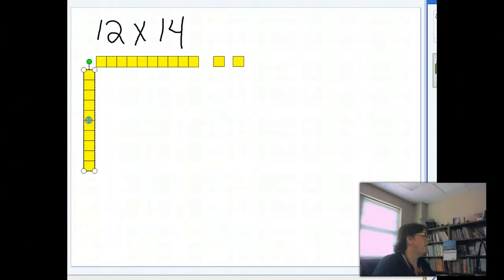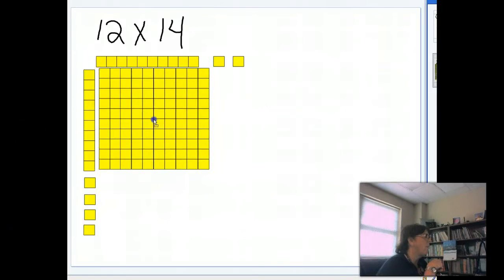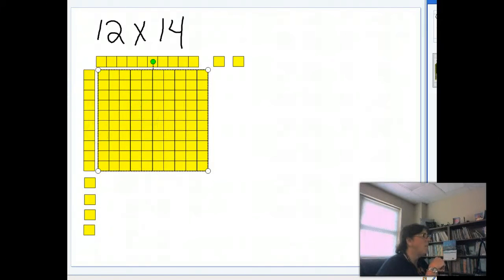Here is 10, and here are the units, which is 1, 2, 3, and 4. Now, I want you to think about this just the same way that when we do multiplication. What we're actually going to do is we need something that's going to say 10 times 10. So we need something that's a 10 by 10, just like that. This is the multiplication part of it. This is 10 times 10, or a 10 by 10.